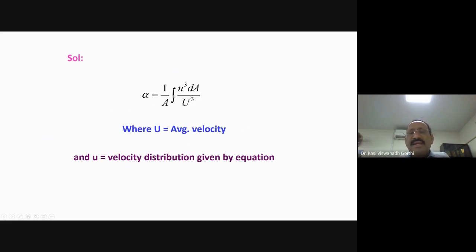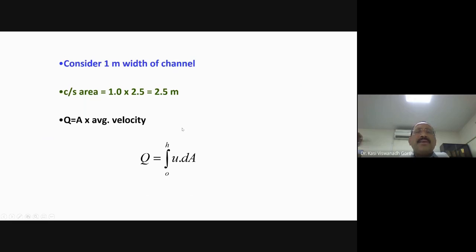Alpha is equal to 1 by A integral small u by capital U whole cube into dA. Have you noticed what is the change that you have made here? Instead of small v by capital V whole cube, I use small u by capital U whole cube into dA. So small u cube divided by capital U cube into dA, where capital U is the average velocity, mean velocity, and small u is the local velocity or velocity distribution given by this equation.